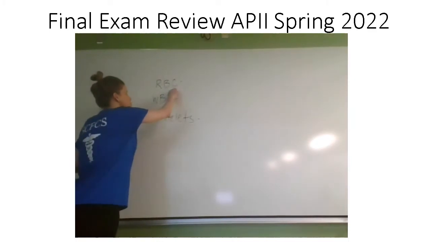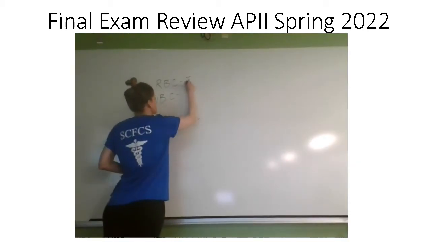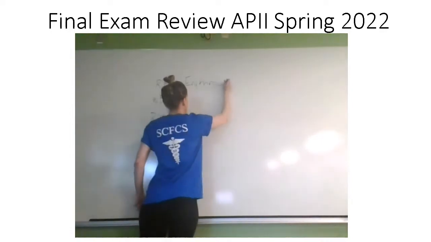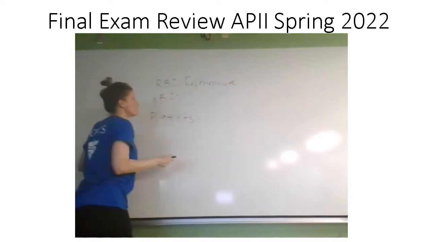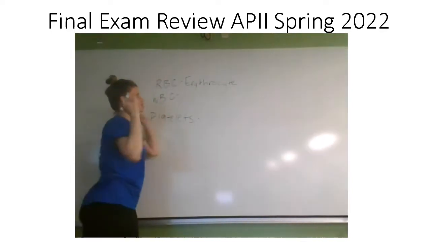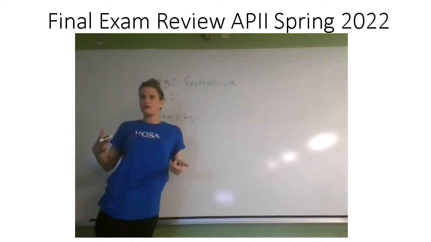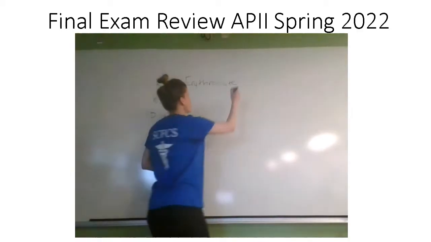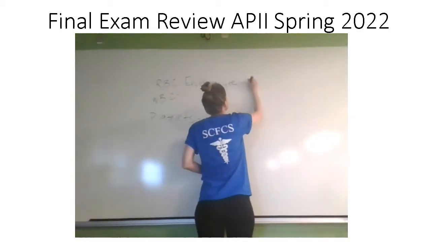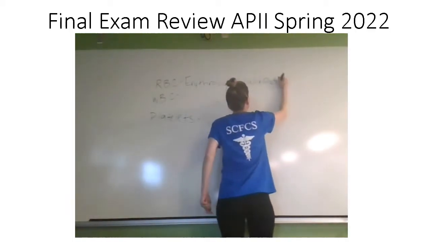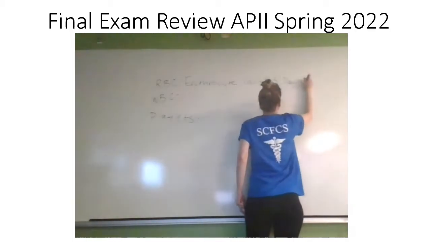So red blood cells, do you remember what the technical term for that was? Erythrocyte. Good. So red blood cells are erythrocytes. And remember what they do, they carry the respiratory gases through the bloodstream, right? So erythrocytes carry oxygen and CO2 in the blood.